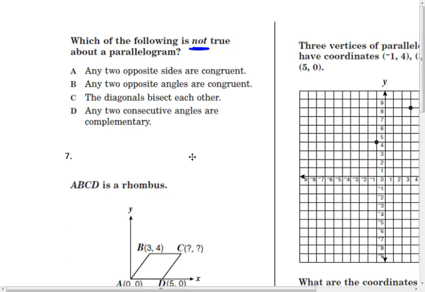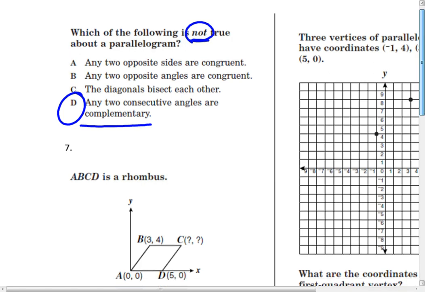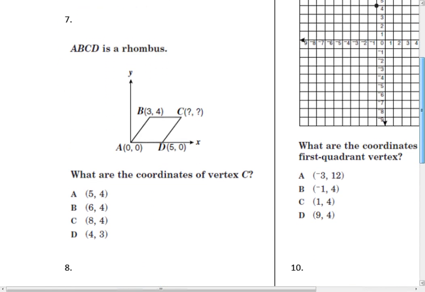Does any of those characteristics mention complementary? What does complementary mean? Add up to 90. Add up to 90. And that's the one that's not true. Everything else is true. Don't get scared if you see coordinates like in number 7.